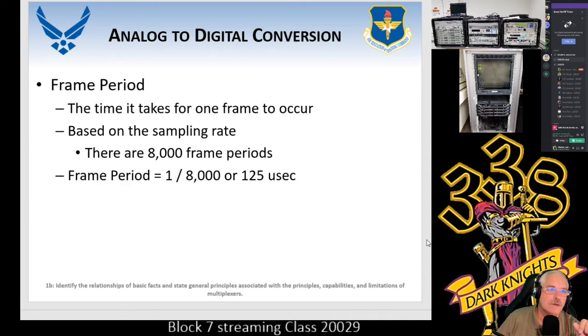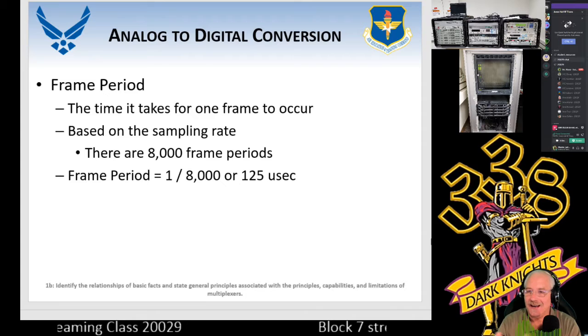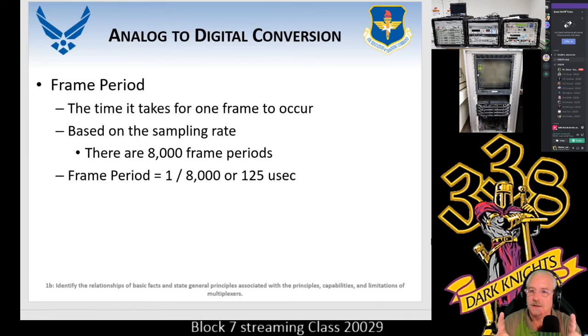That's what it's showing. So next up on the analog to digital conversion, we have frame period. Now, frame period is, and this is a definition, the time it takes for one frame to occur. Well, you saw where we have frame 1, frame 2, frame 3. We got to sample everything that's in there to figure out where everything needs to go. So that frame period is pretty big. In our case, we have 24 channels that we need to sample. How long did it take us to sample all 24 of those?